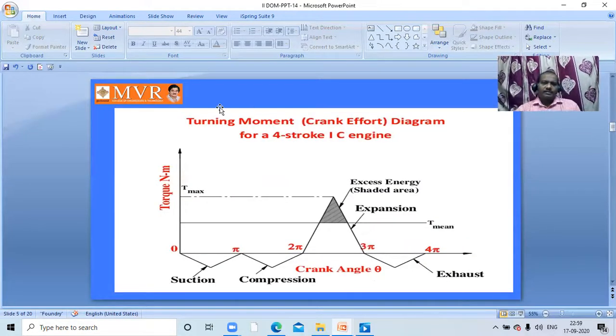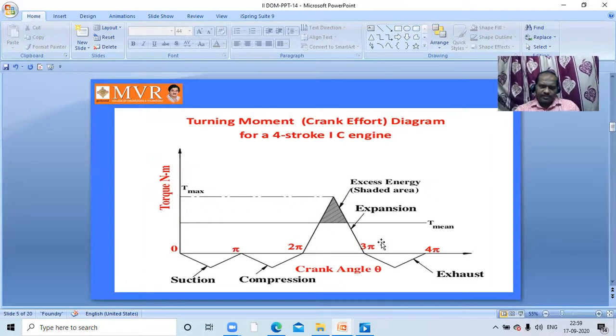See, the turning moment diagram or crank effort diagram for a 4-stroke IC engine. Turning moment is given. See, this 0 to pi is suction. Pi is 90 degrees. 2 pi is 180 degrees. 3 pi is 180 plus 90, 270 degrees. 4 pi is 360 degrees. That means the crank starts from 0 to 360 degrees and it will rotate.